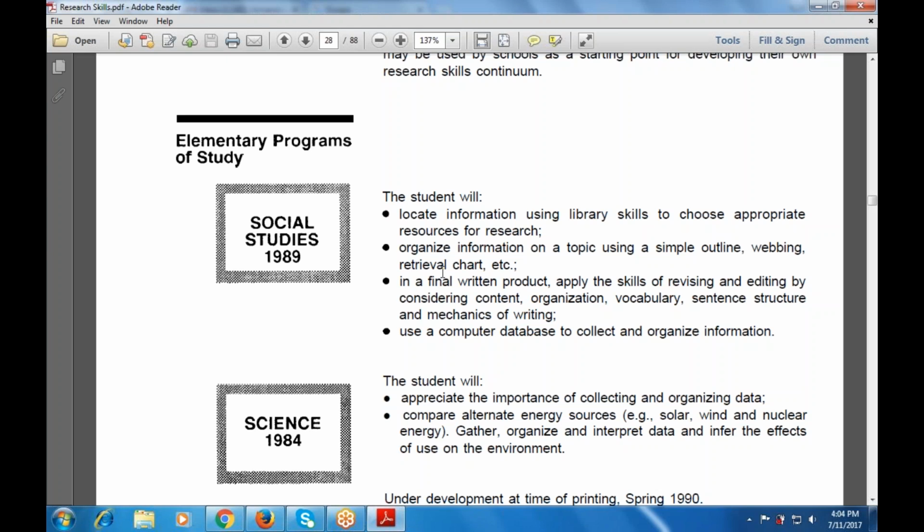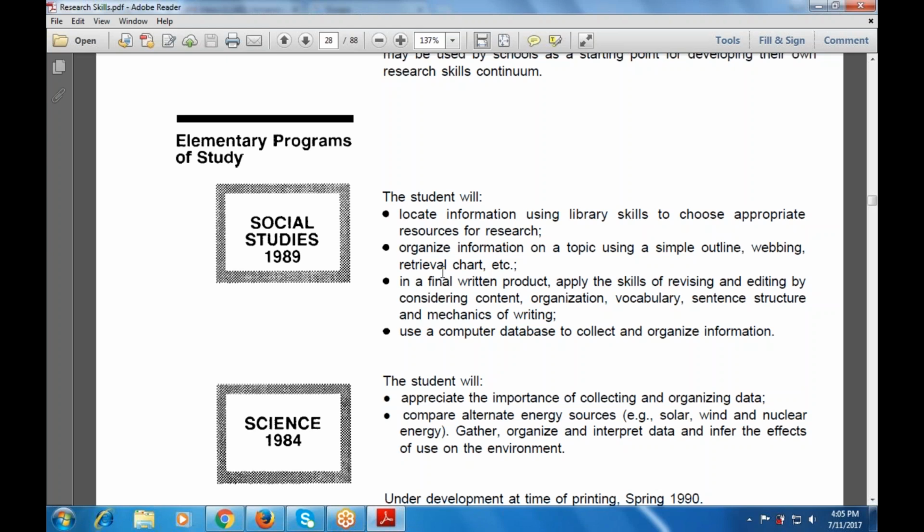The student will also use a computer database to collect and organize information. Collection includes how we can collect the data. There are multiple stages that we studied in chapter number 3, as well as organizing that information. So use the computer database to collect and organize that information. And the student will also appreciate the importance of collecting and organizing data.